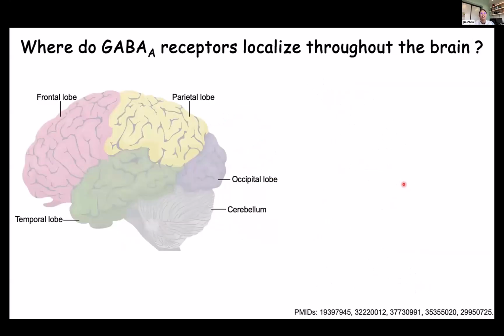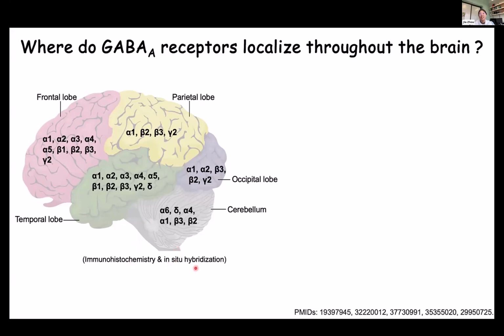The first idea of GABA receptor composition mainly comes from localization, determined by protein level and also RNA level. As you can see, in different brain regions the subunits of GABA receptor vary. For example, in the frontal lobe, you will see alpha 1 to alpha 5, all 5 alpha subunits, but at the same time, you will see 3 beta subunits and 1 gamma. In another region, like the cerebellum, you will see 3 alpha subunits, alpha 1, alpha 4, alpha 6. But here you will only see 2 beta subunits and 1 delta.